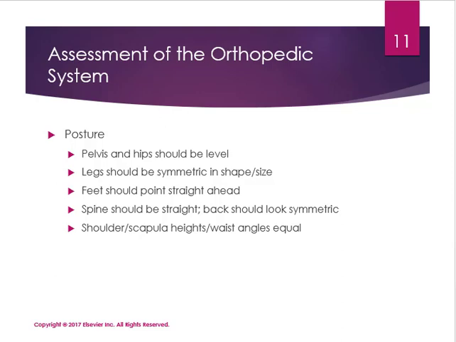And if you take an imaginary line from the center of the heel through the second toe, that visual will indicate that their toes are pointing straight ahead. There should be an arch, except not in babies. The spine should be straight and the back should look symmetrical. And the shoulder and the scapula heights and the waist angles should be equal. Let's talk a little bit about some special exams that you would do in the hips.